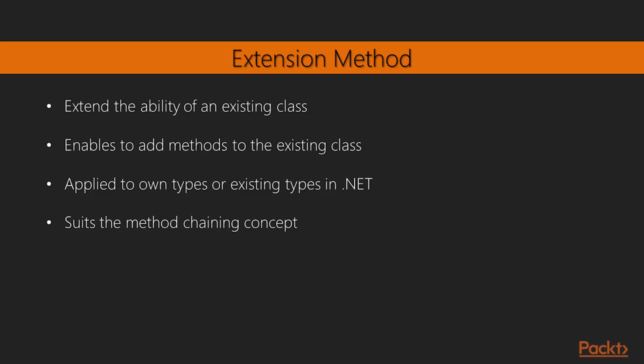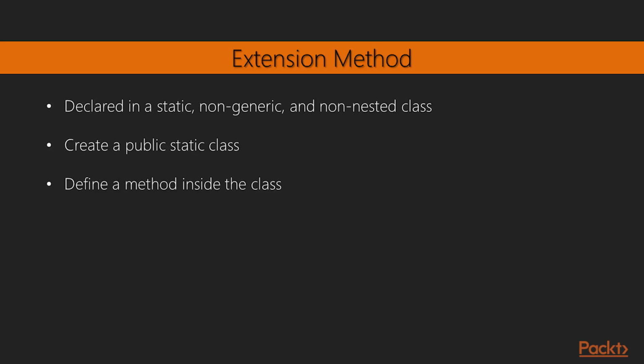Extension methods were introduced in C# 3.0 and can be applied to your own types and existing types in .NET. The extension method will be used a lot in functional programming since it suits the method chaining concept, which we have already used in Section 1, Tasting Functional Style in C# when refactoring code in a functional style. Extension methods have to be declared in a static, non-generic, and non-nested class. They are a static method inside a static class.